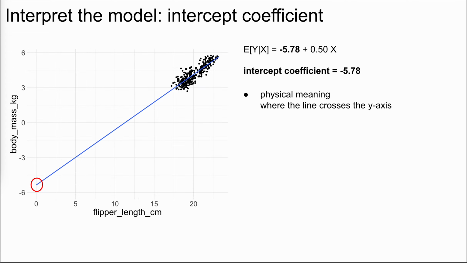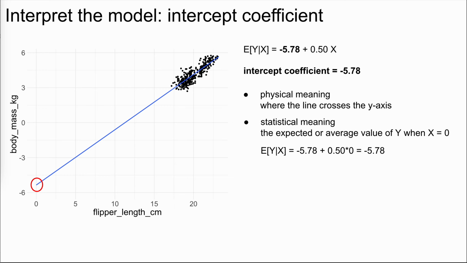So let's zoom out. The red circle here now represents the y-intercept. At the y-axis, when x equals 0, y equals negative 5.78. Connecting this back to our statistical setting, the intercept indicates the expected or average value of y when x is 0. That is, plugging x equals 0 into our model formula, the resulting expected value of y is negative 5.78.